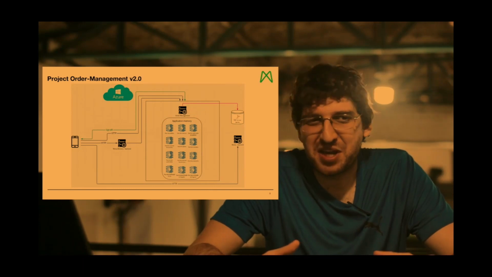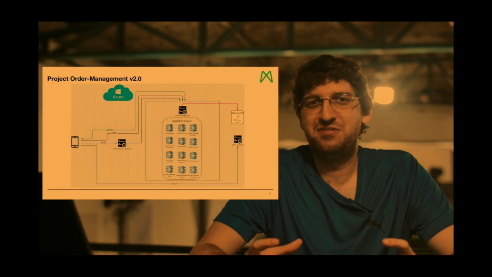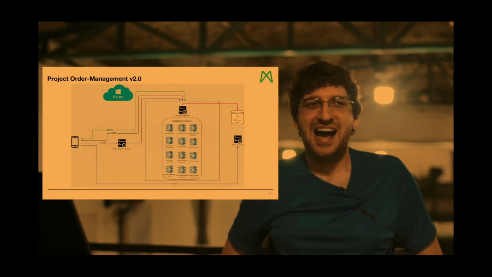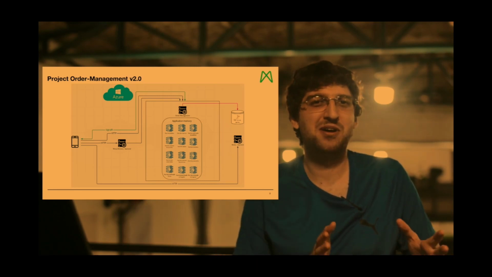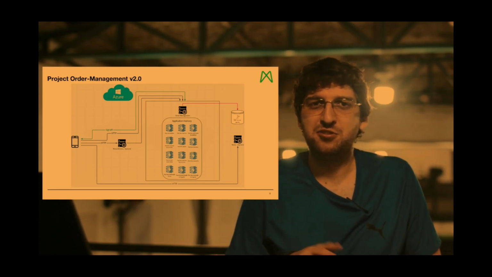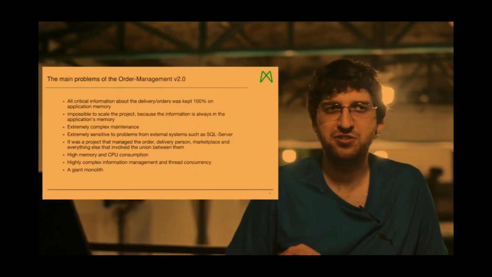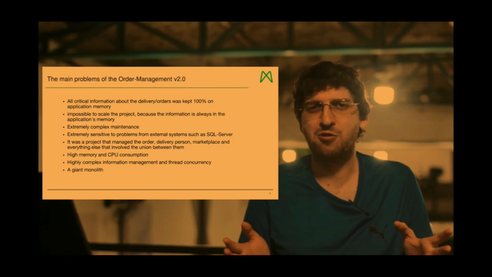Okay, so we started to migrate the order management system, which was in version 2. This project has a really big problem. It was a single monolith with a lot of data in memory, not in a cache like Redis or another database. Not only was all the data in memory, but it was not possible to scale it. To scale it, we needed to put more memory and more CPU in the server, and we were completely locked in a highly concurrent process.